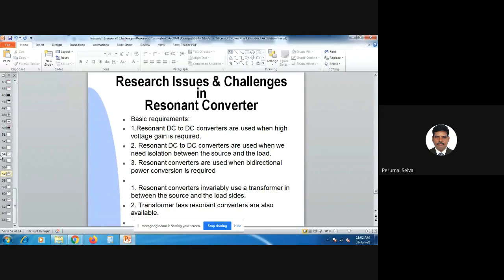A transformer-less resonant converter is also available, that is the parallel resonant converter, where the output is AC, a DC to AC converter. We are using transformer-less resonant converters. Resonant converters are also used when bidirectional power conversion is required. Right. Next slide.